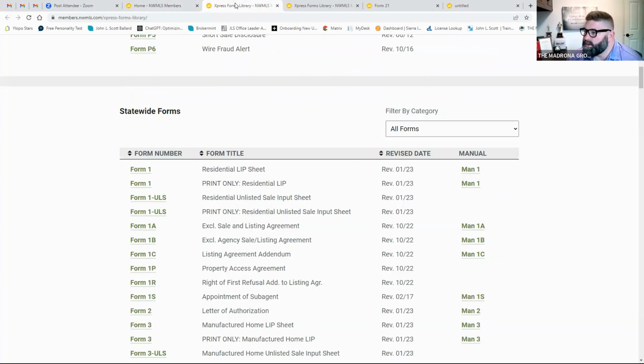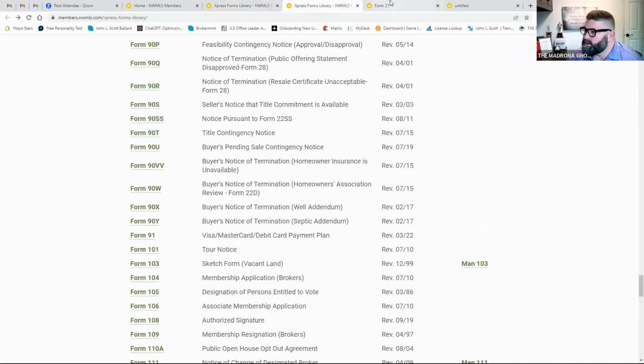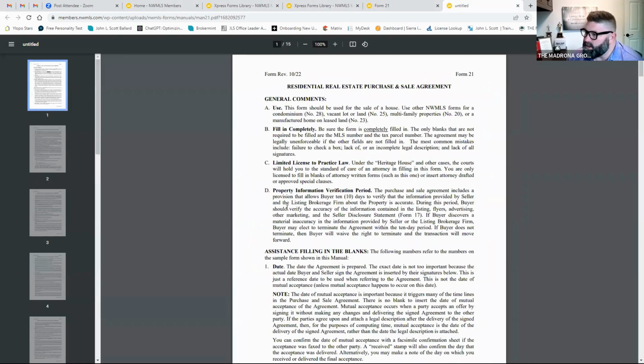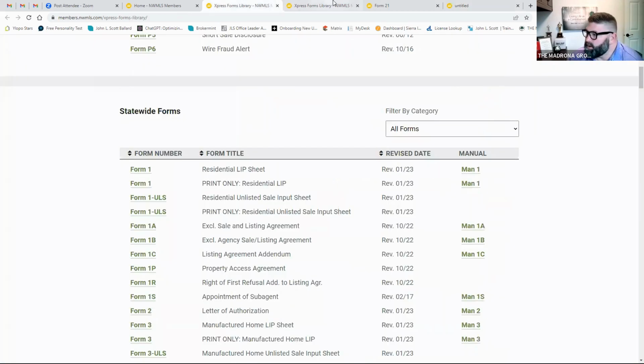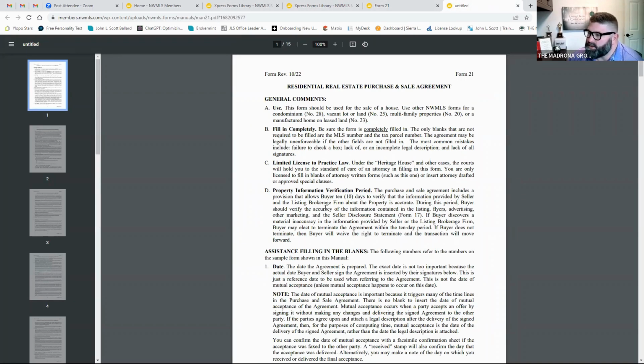So what we'll do is we'll click on Form 21, which I already have done here, but we'll also look at the addenda, so this is the manual to it, and it explains things in complete detail. And let's just look at the general comments. So things that you should know going into writing this is, first off, use the correct form. If you're opening up a Form 21, that's for an actual single family residence. But if it's a condominium, it's still a purchase and sale, but it's Form 28. Vacant lot or land is number 25.